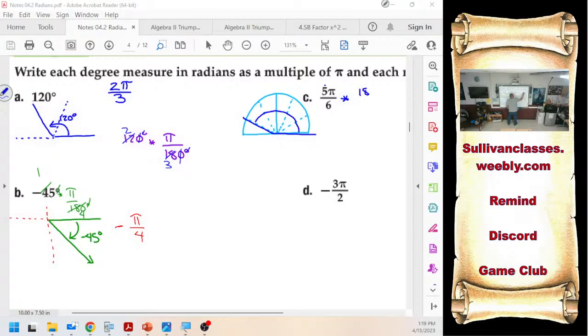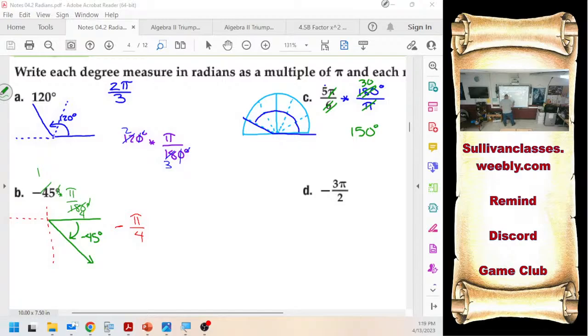So just take pi over 6 times 5, 150 degrees. Or 180 degrees over pi, pi's cancel. 6 with 180, 5 times 30 is 150 degrees. Fractions or conversion factor.